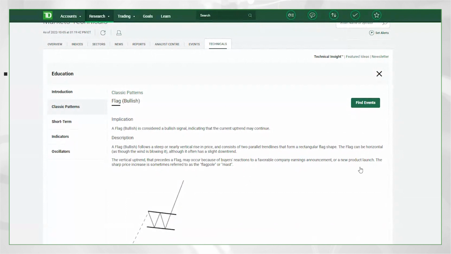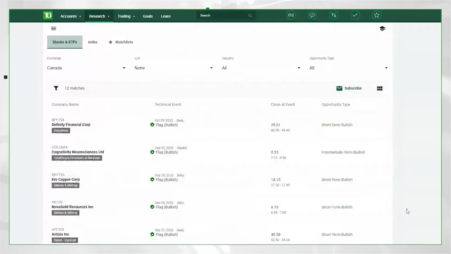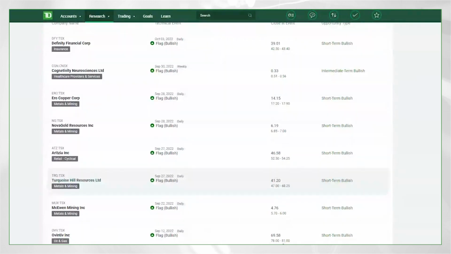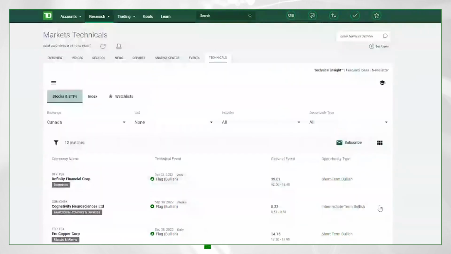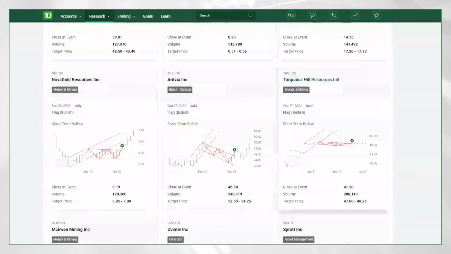So if you click on Find Events here on the right side, it will now jump into the tool, right into the meat and potatoes, and look for only those events. See, now you just became an expert in flags after spending some time in that page, and now you know what to look for. We can jump right into what's happening right now in the market in terms of identifying flag patterns, and then you can pull up some charts and see how they look, and so on.